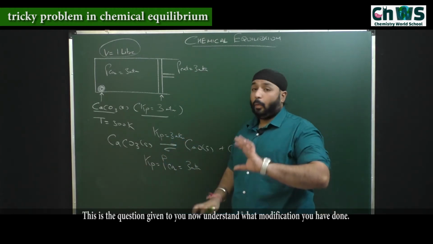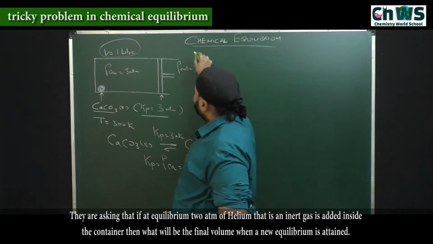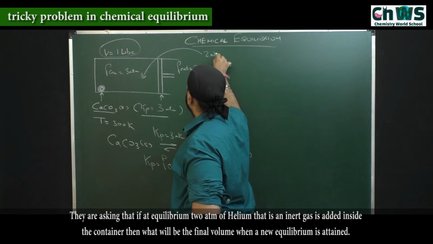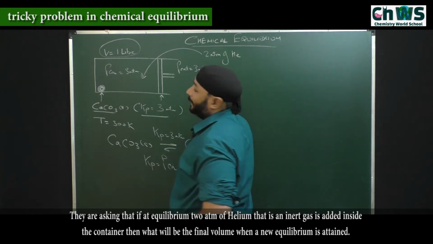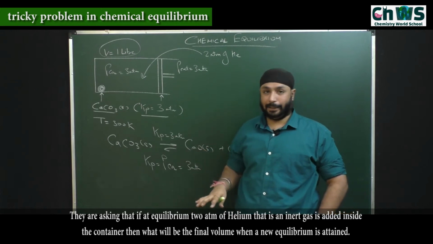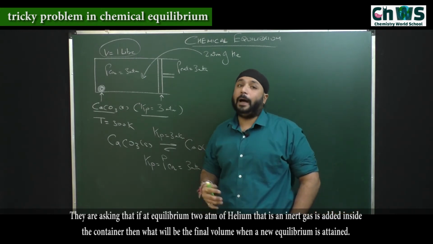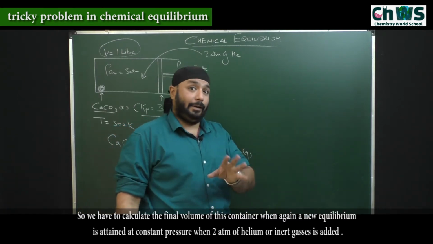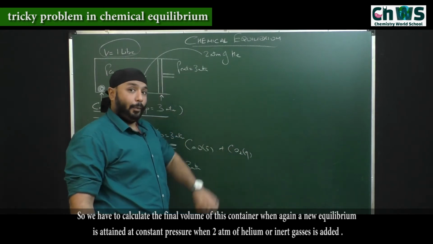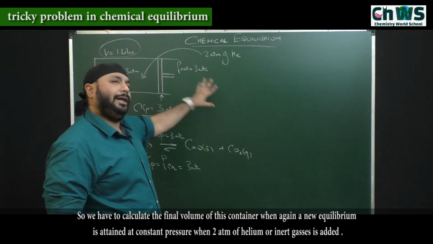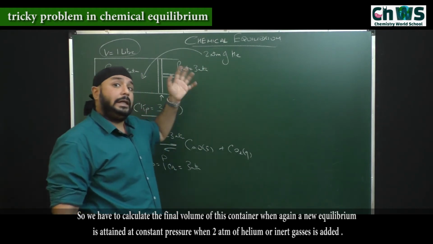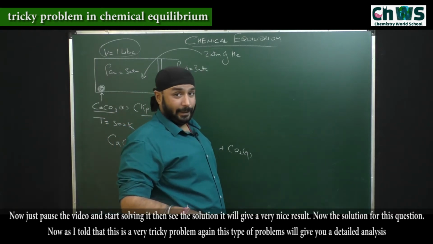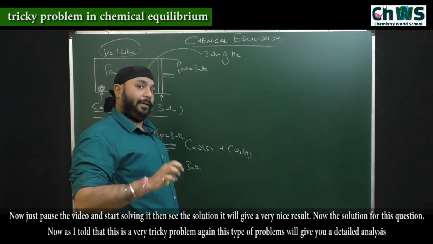Now understand what modification we have done. They are asking that if at equilibrium 2 atm of helium, that is an inert gas, is added inside the container, then what will be the final volume when a new equilibrium is attained? So we have to calculate the final volume of this container when again a new equilibrium is attained at constant pressure when 2 atm of helium or inert gas is added to it. Now just pause the video and start solving it and then see the solution. It will give a very nice result.